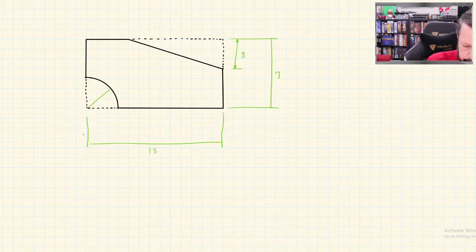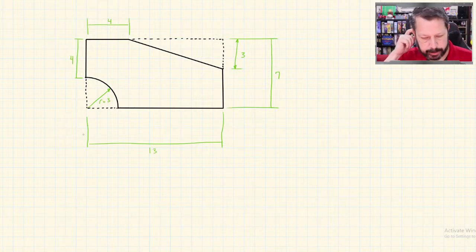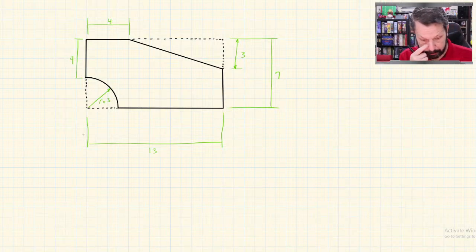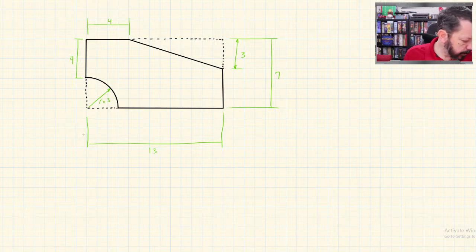This radius is 3. This distance is 4. So is this one. I'm just using the grid to determine the distances of everything. I think that's all we need, right? Okay, we do have some things that are not labeled, but everything else is determined by dimensions that we have on here, I think. All right, so this one I would treat as 3 parts: the rectangle, and then the quarter circle that we've cut away, and then the triangle that we've cut away.